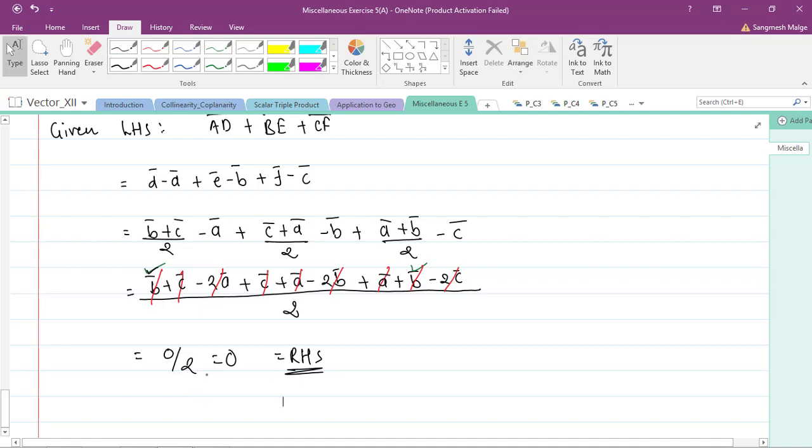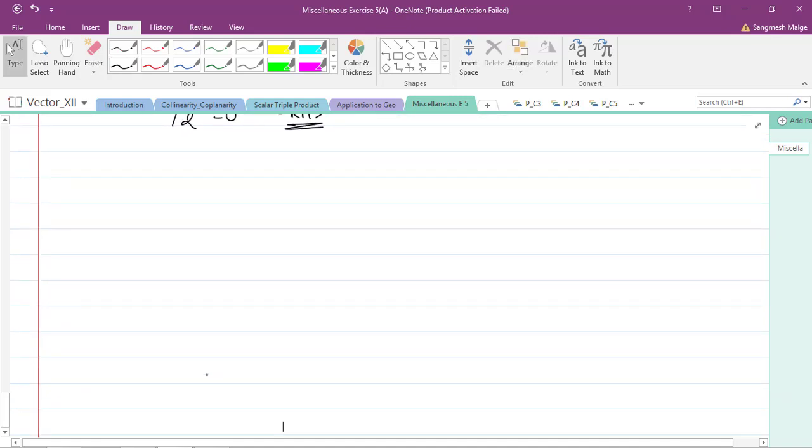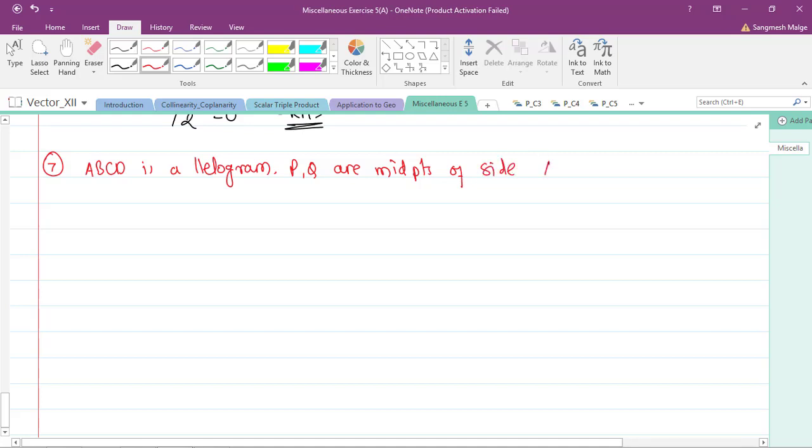Good. Moving to the next question, question number 7, and it's the most important question I can say from your miscellaneous exercise. 7th question, very important question. ABCD is a parallelogram. P and Q are the midpoints of sides AB and CD respectively.